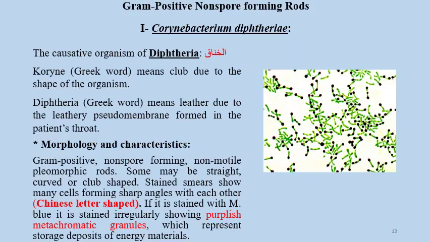Now we're going to start with the gram-positive non-spore forming rods. يبقى خلصنا الكوكاي، هنخش في الرودز. هنبتدي بالnon-spore forming rods. Number 1 is Corynebacterium diphtheriae اللي هي the causative organism of the well-known diphtheria.